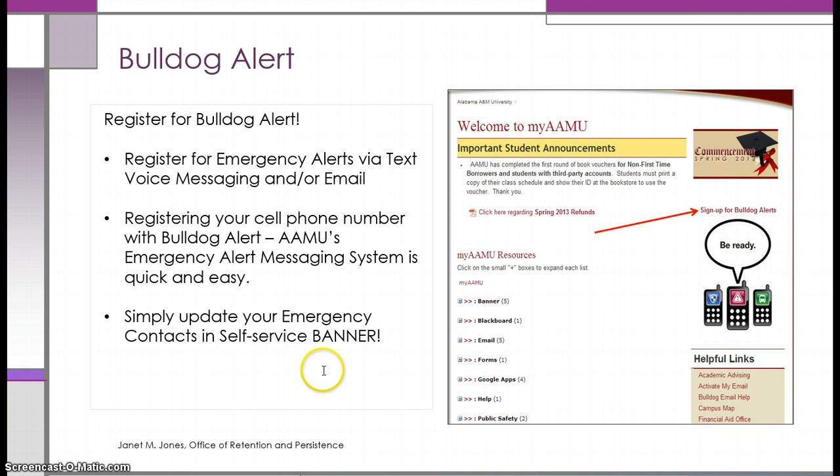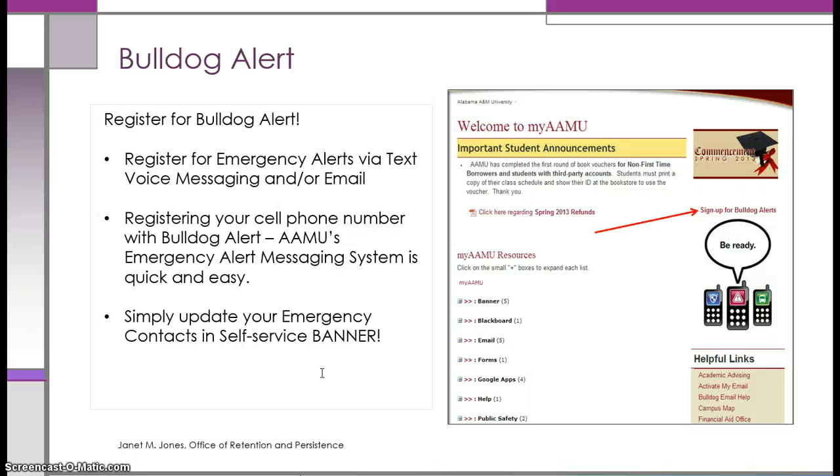The Bulldog Alert is simply just that. They will text you, voicemail, or email if there's something happening on campus that they need to send out an emergency notice for. It could be inclement weather, it could be an incident on campus, it could be a fire. They'll send a text to your phone, they'll call your phone, or they'll send an email.